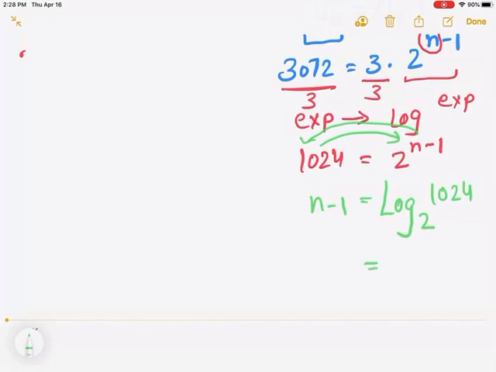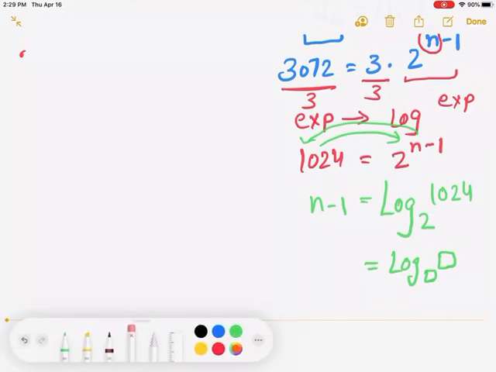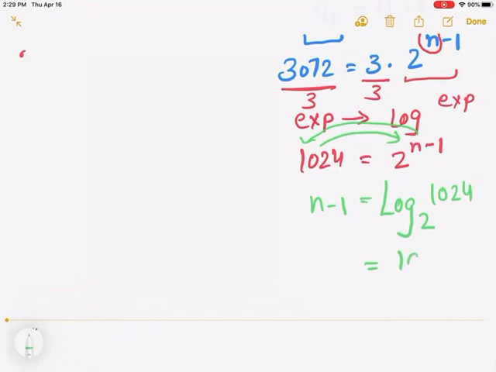Now you need to put this log expression into your calculator. I hope you remember you would see a log key with 2 boxes. You could use that, or you can just take log of the top divided by log of the base. So either way you could do that. So if I put it in my calculator, my answer is 10 for this number. It's n minus 1. Let's just solve for n, which is 11.